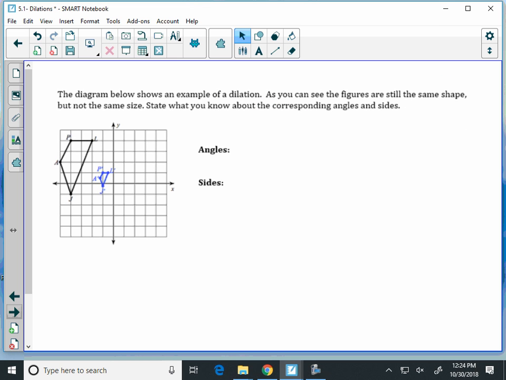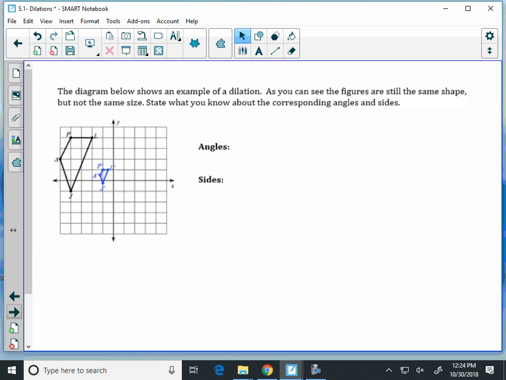Let's take a look here. This is an example of a dilation. As you can see, we had our original figure, our pre-image, and we shrunk it to get our image. We're going to state what we know about the angles and sides. Well, if we did a dilation, that means the pre-image and image are similar. So what do we know about the angles?